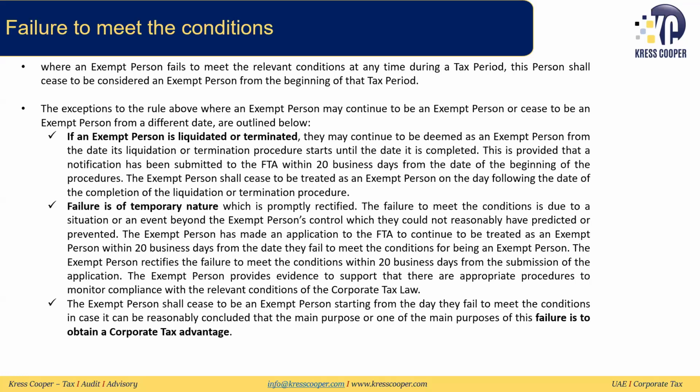Then the exempt person will cease to be an exempt person starting from the day they fail to meet the conditions, in case it can be reasonably concluded that the main purpose, or one of the main purposes, of this failure is to obtain a corporate tax advantage. So then the date will shift not from the beginning of the tax period, but from the date that they fail to meet the conditions.